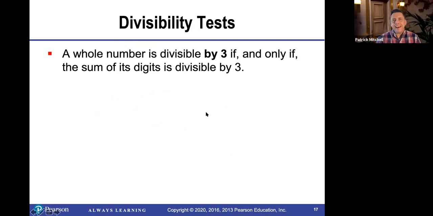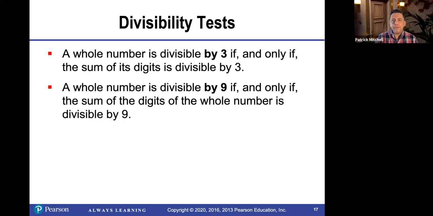Continuing with divisibility tests, now we get into the really interesting ones. These ones are a little magical, I think. It's kind of hard to see why they work. A whole number is divisible by 3 if and only if the sum of its digits is divisible by 3. So take 83,026. 8 plus 3 is 11, plus 2 is 13, plus 6 is 19. So that number would not be divisible by 3 because 19 is not divisible by 3.